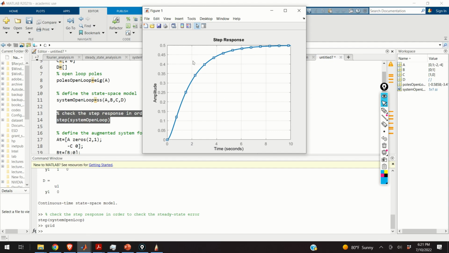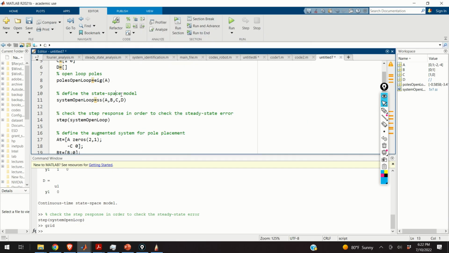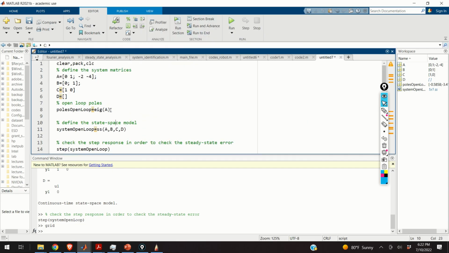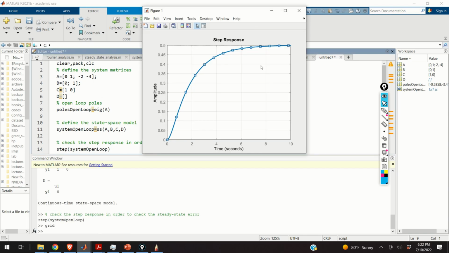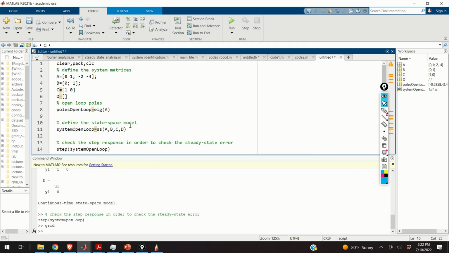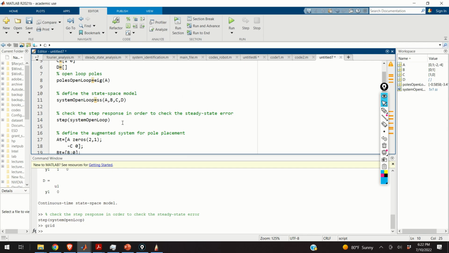Okay, so what do we observe over here? We observe that our system is not accurately tracking a step signal, because we want the final value to approach 1, however it approaches 0.5. And this is the main point from the beginning of this video. At the beginning of this video, I mentioned that a stable system does not ensure that you will be able to accurately track a step signal. So we need to change the controller or the system itself.